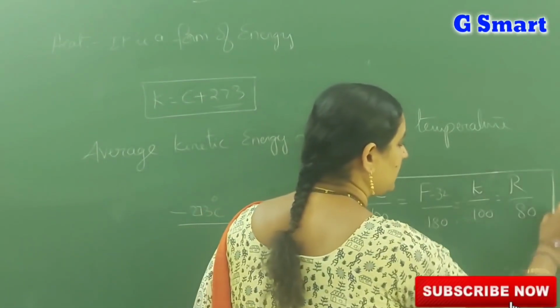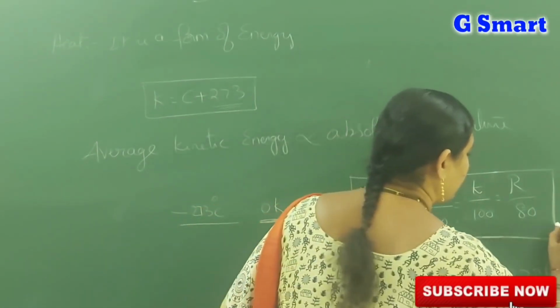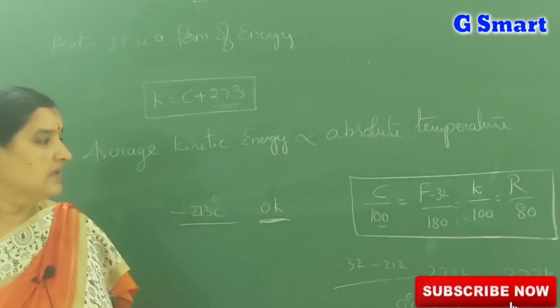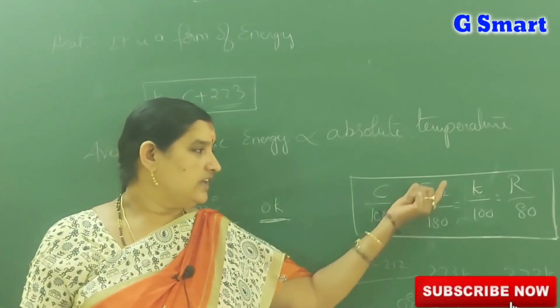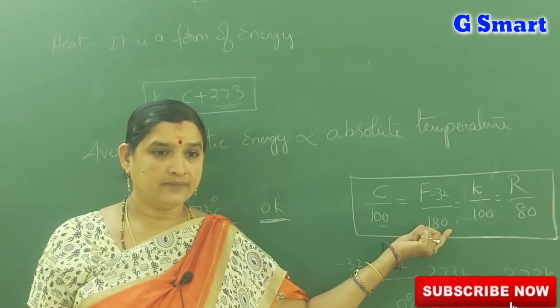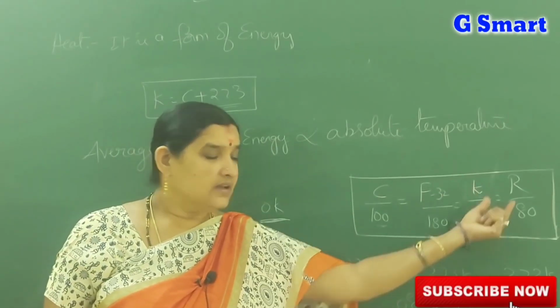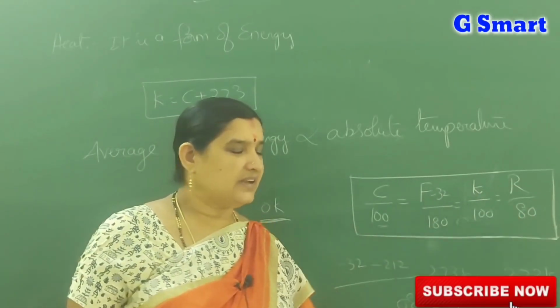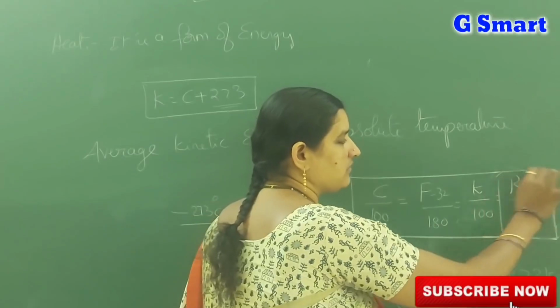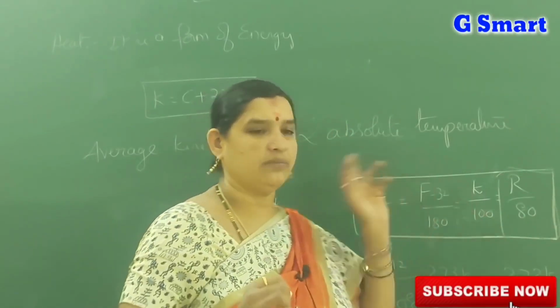This is very important. This formula we should always keep in mind. C by 100 is equal to F minus 32 by 180, K minus 273 by 100, that is equal to R by 80. Generally we do not discuss much about the Reaumur scale. These three are very important.